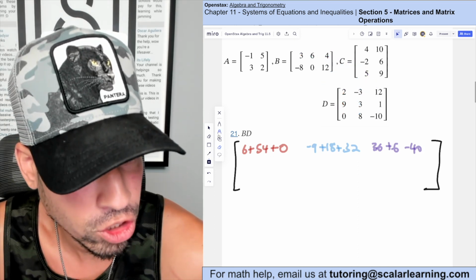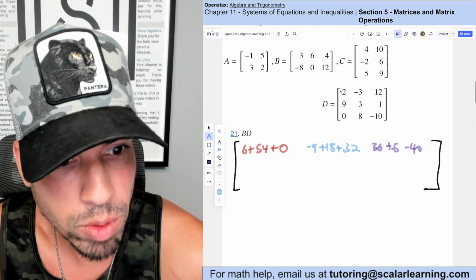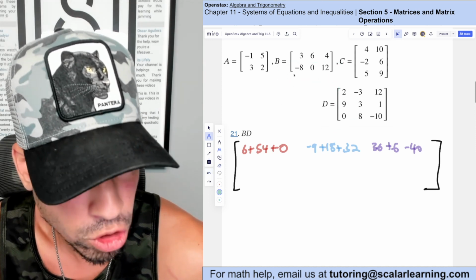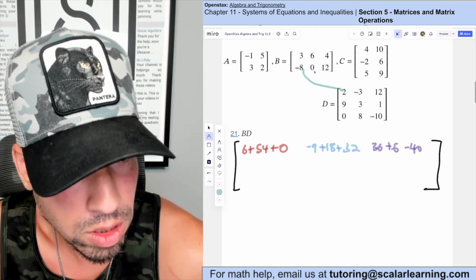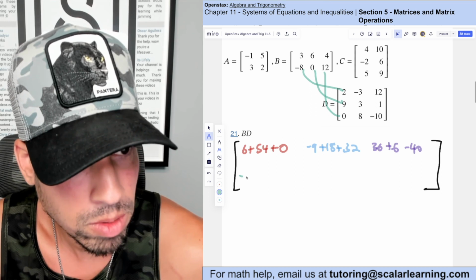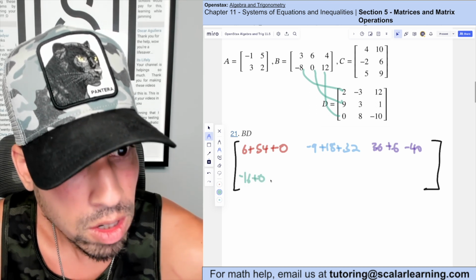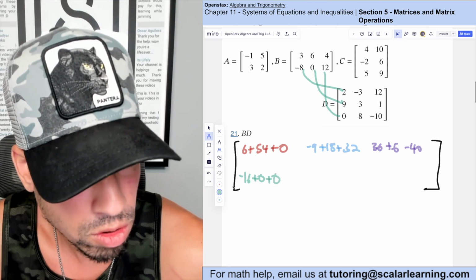Now we're going to change it up and do a new color. We're going to do green. And now we're on the bottom row. Then we reset and come back to that first column. So check it out. We do first times first, second times second, third times third. Let's write it out. -8 times 2 is -16, plus 0 times 9 is 0, plus 0 times 12 is 0. Not too bad.